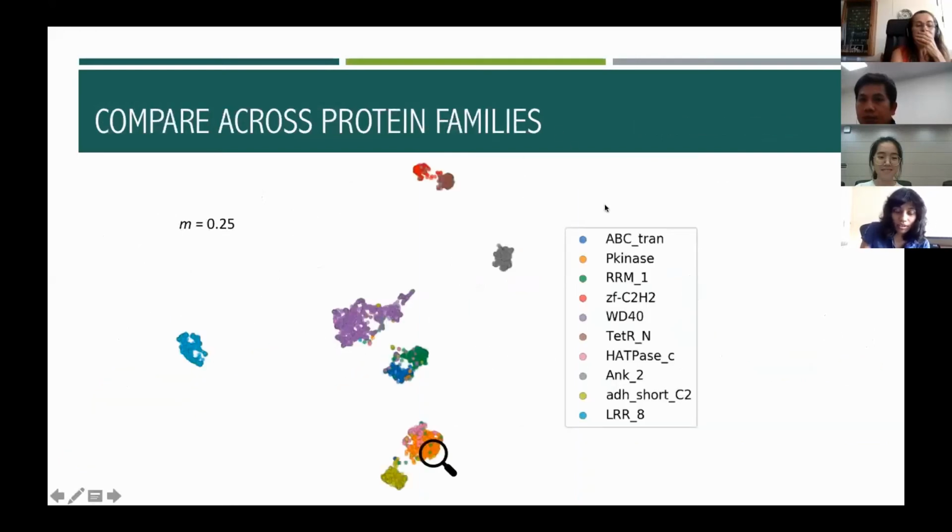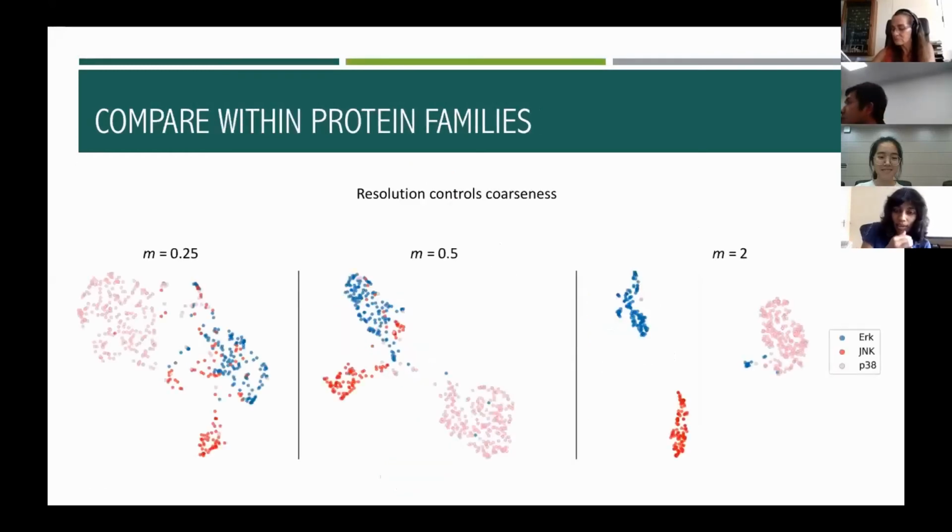You could compare proteins across families. So here is dimensionality reduction of proteins from 10 different PFAM domains. And you can see that it separates quite cleanly. But because of the versatility of the approach, you're not really restricted to comparing divergent proteins. So for instance, here we can zoom into this orange blob, which is the protein kinases, and look at a subfamily, the MAP kinases, which have 3 subtypes.